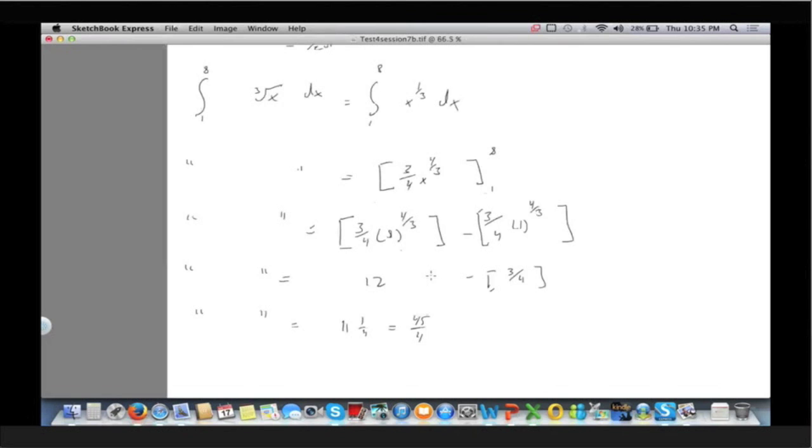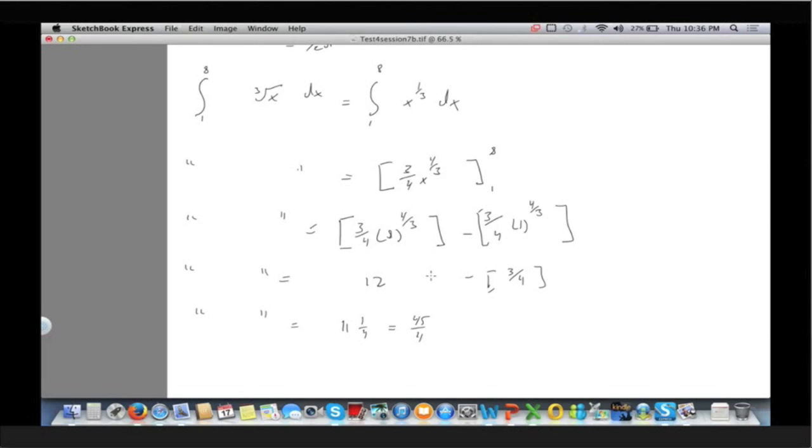Y equals cube root of x. Graph. Second calc. 1 to 8. I got 45 over 4. Good. Okay, so what was your answer? 45 over 4. Okay, let's review that.